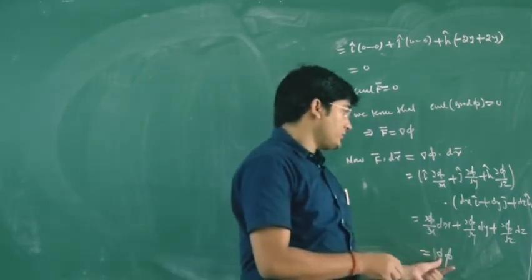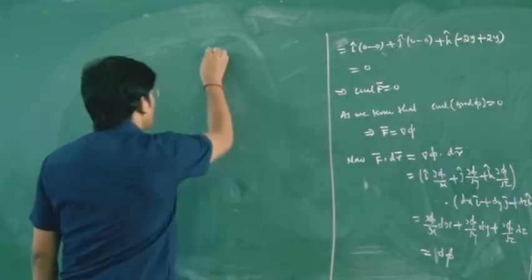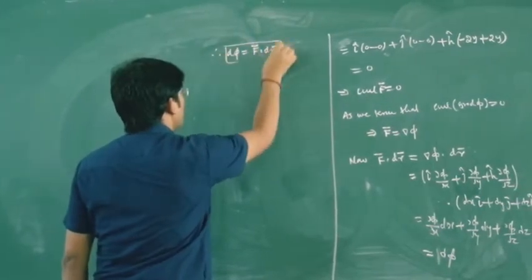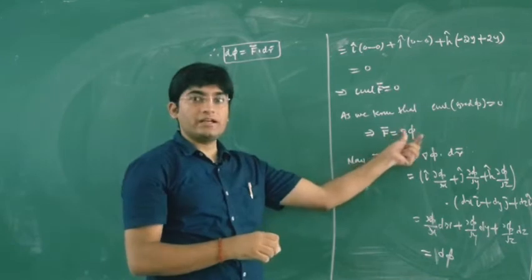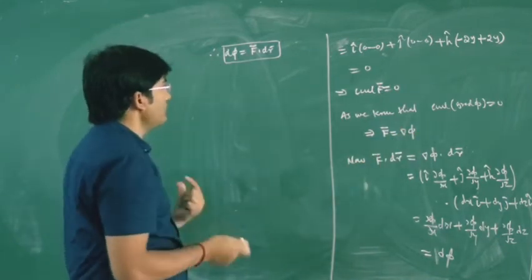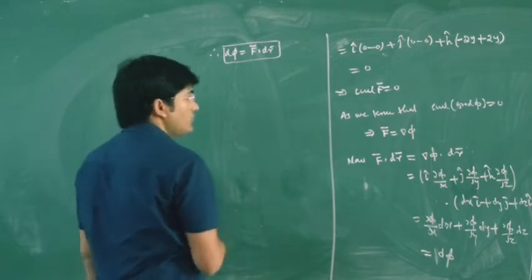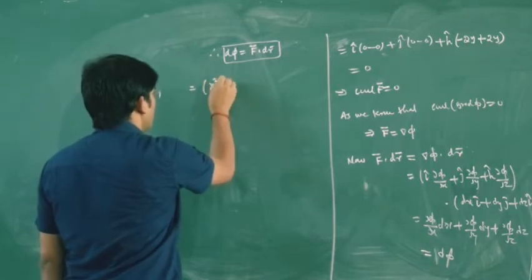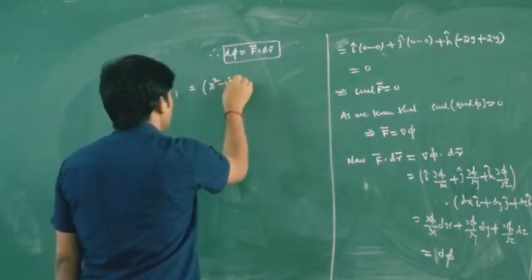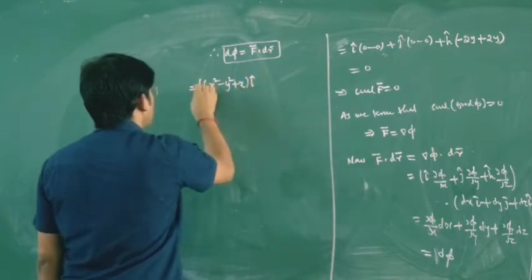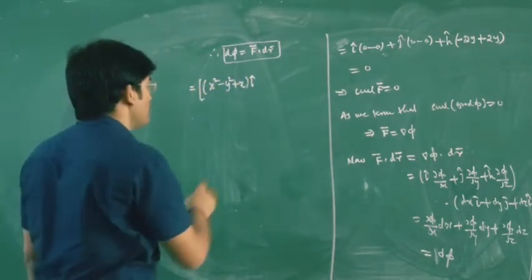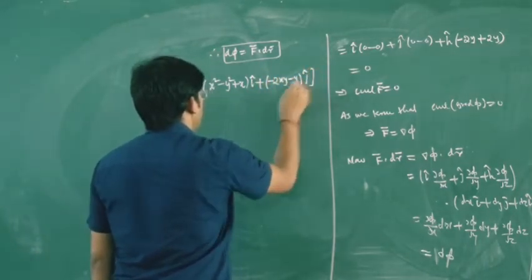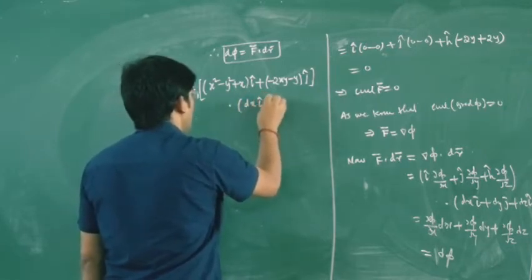So we have the value of d phi. Therefore d phi equal to f dot dr, and it is true whenever your vector f is grad phi. Now let us integrate this equation. For that, just put the value of f. So f is equal to (x square minus y square plus x) i, then we have minus (2xy plus y) j, and then our dr will be dx i plus dy j.